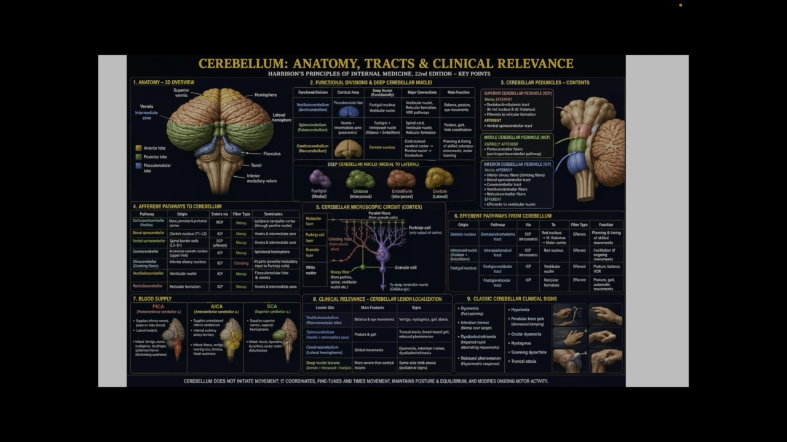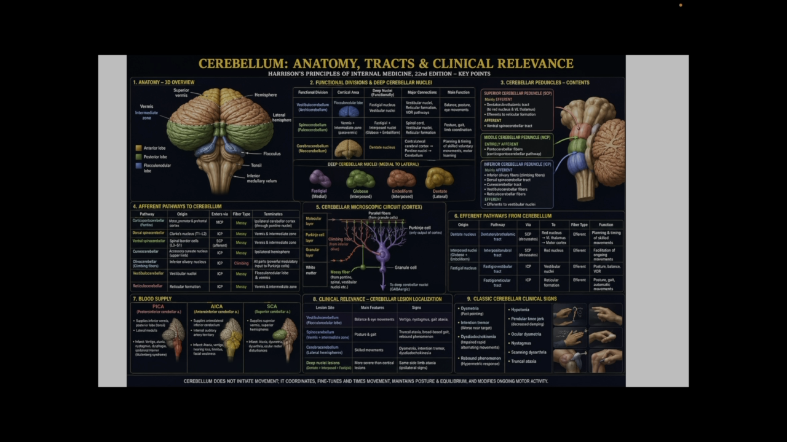The spinocerebellum receives spinal proprioceptive input and regulates posture, gait, and muscle tone through the fastigial and interposed nuclei. Lesions produce gait instability and truncal ataxia.